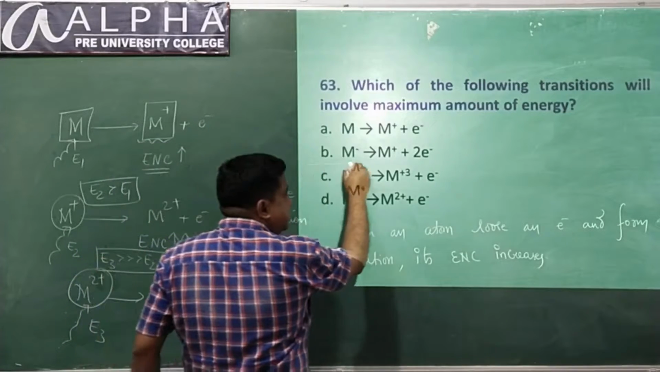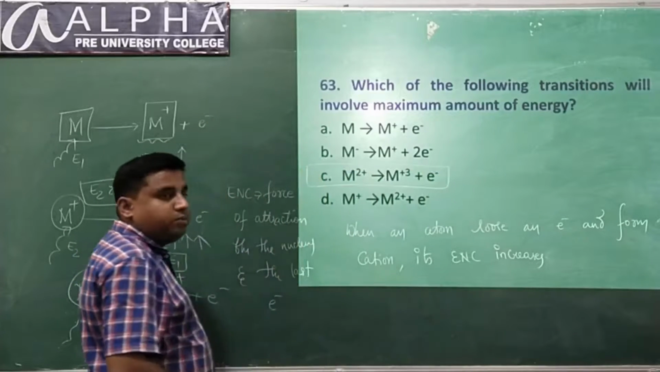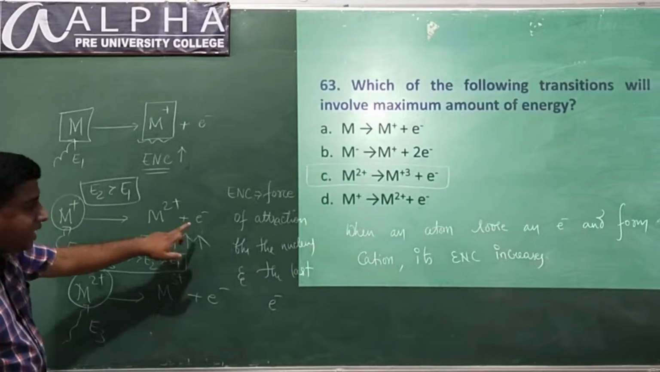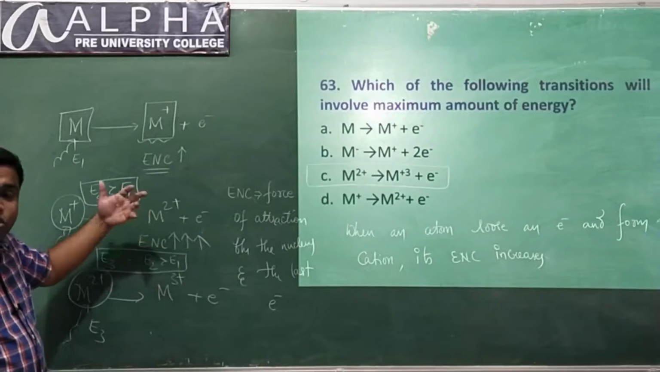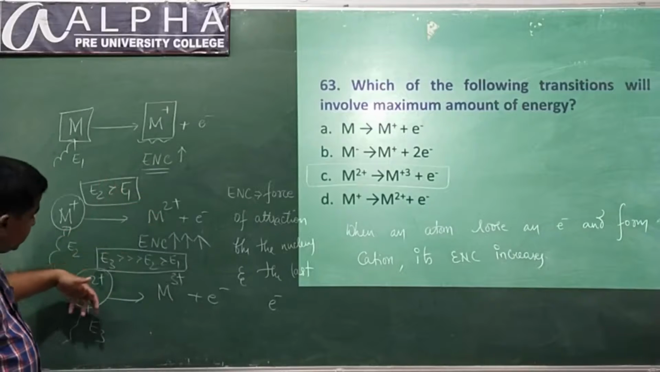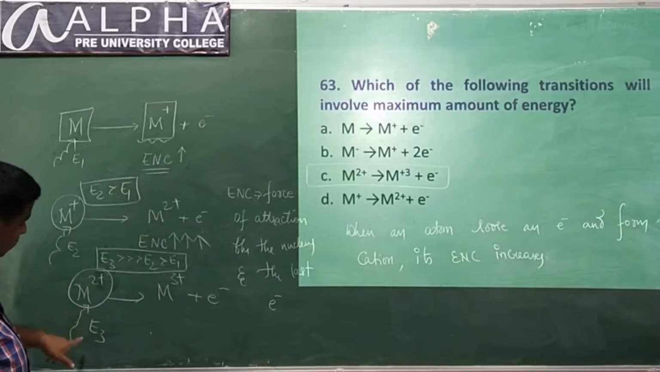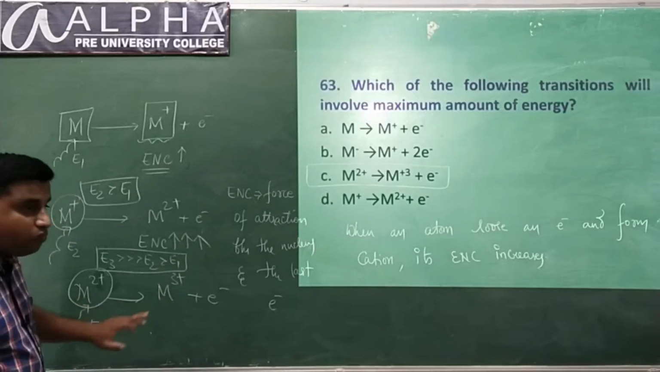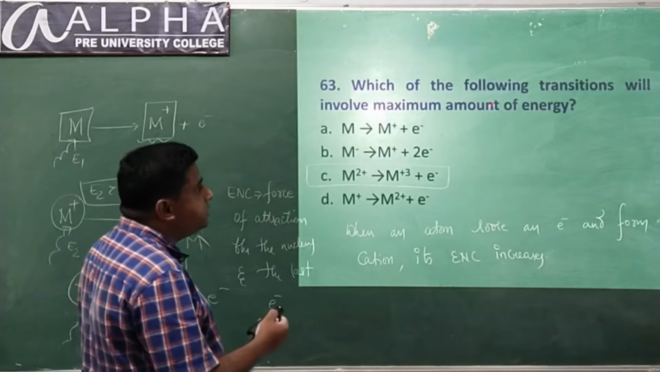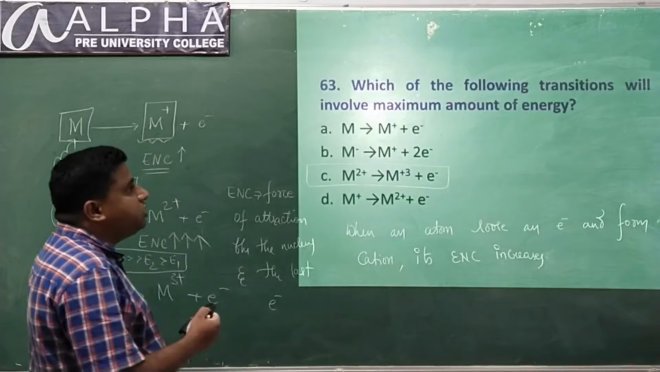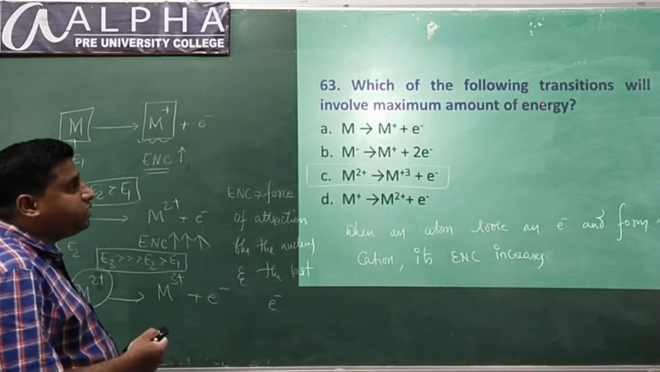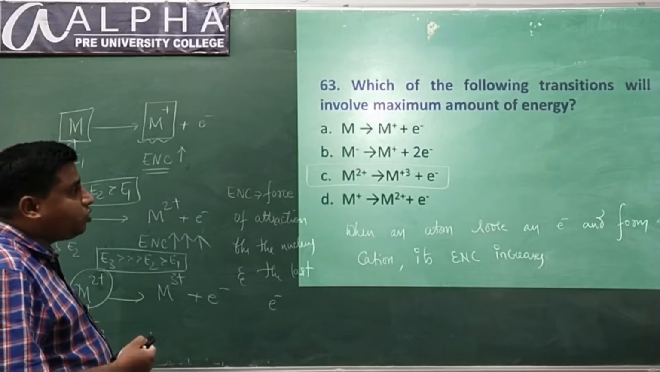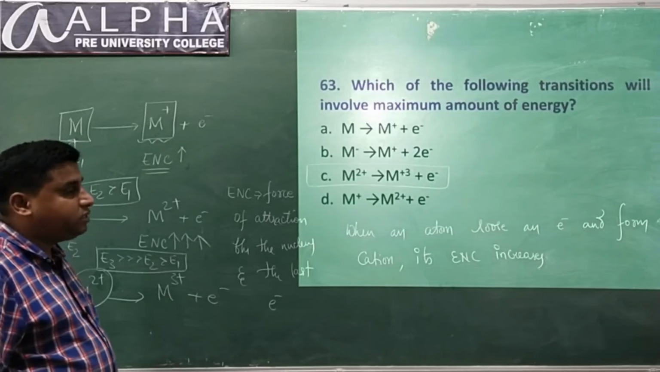Don't you think it is this? Yes, because when M plus loses an electron to form M2 plus, its effective nuclear charge will be very high. Since its effective nuclear charge is very high, we have to supply more and more energy. Therefore, this transition will accompany maximum amount of energy. So the transition involving maximum energy is M2 plus losing an electron to form M3 plus.